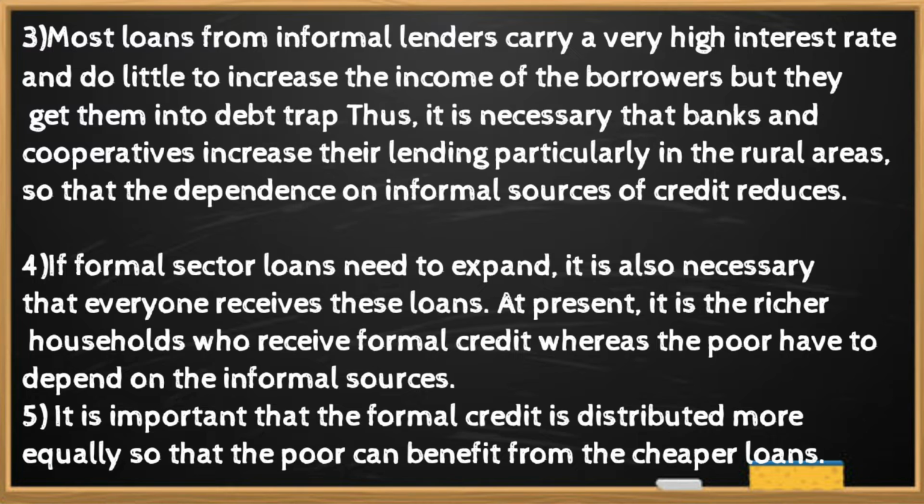Thus, it is necessary that banks and cooperatives increase their lending, particularly in the rural areas, so that the dependence on informal sources of credit reduces. If formal sector loans need to expand, it is also necessary that everyone receive these loans. At present, it is richer households who receive formal credit, whereas the poor have to depend on informal sources. It is important that the formal credit is distributed more equally so that the poor can benefit from the cheaper loans.